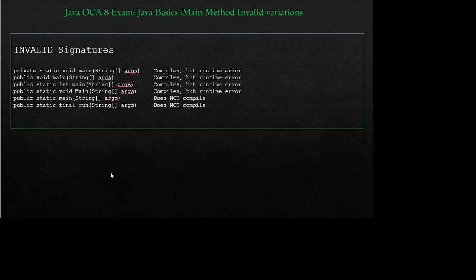Then public static final run. Final is okay, but run is not okay, right? Then you are missing void. You are missing main. Both you are missing. So it will also not compile.